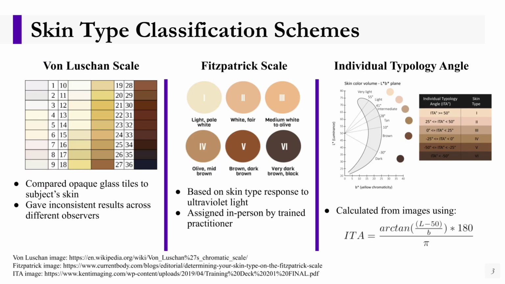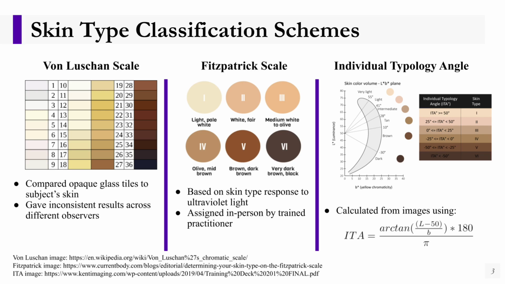There are three major schemes that have been used historically for skin tone estimation. The von Luschen scale was developed in the early 1900s in order to classify populations according to racial classification. With this method, opaque glass tiles, 36 in number, were compared to a subject's skin. However, this scale gave inconsistent results across different observers, and usage stopped in the 1950s.